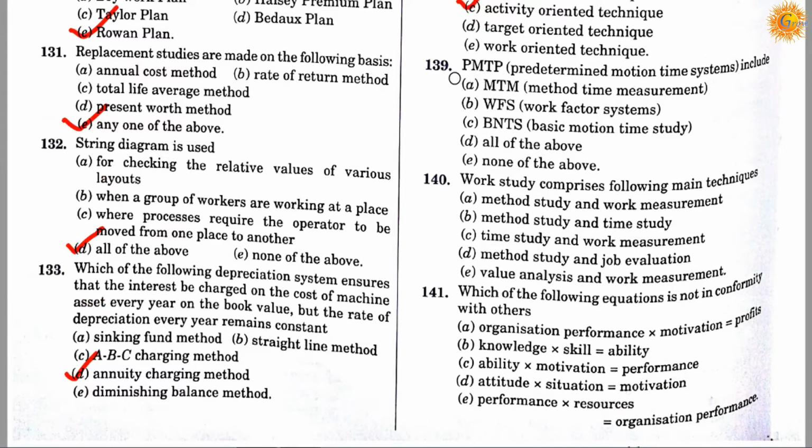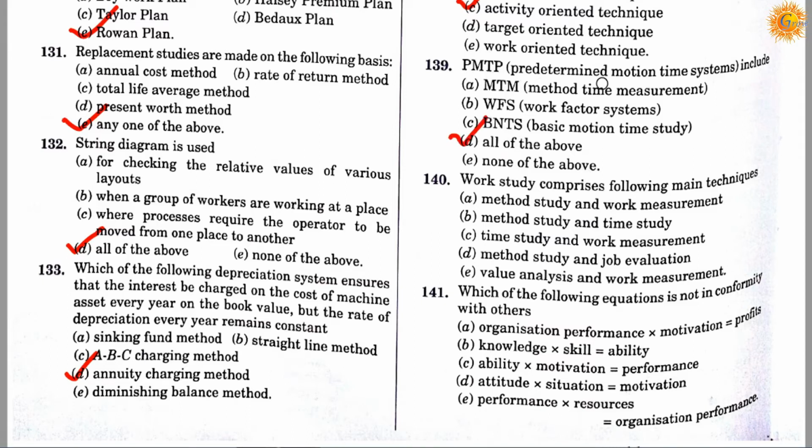Question number 139. PMTS, it means predetermined motion time system, includes option A MTM, the full form is method time measurement, option B WFS means work factor system, option C BMTS basic motion time study, option D all of the above, option E none of the above. Correct answer is D.